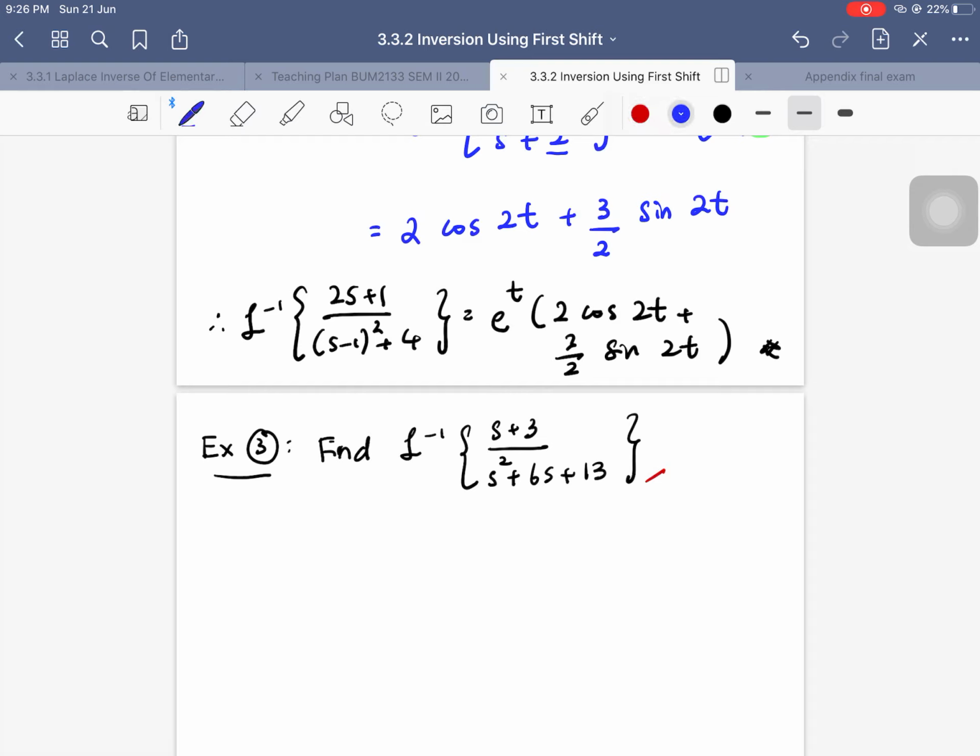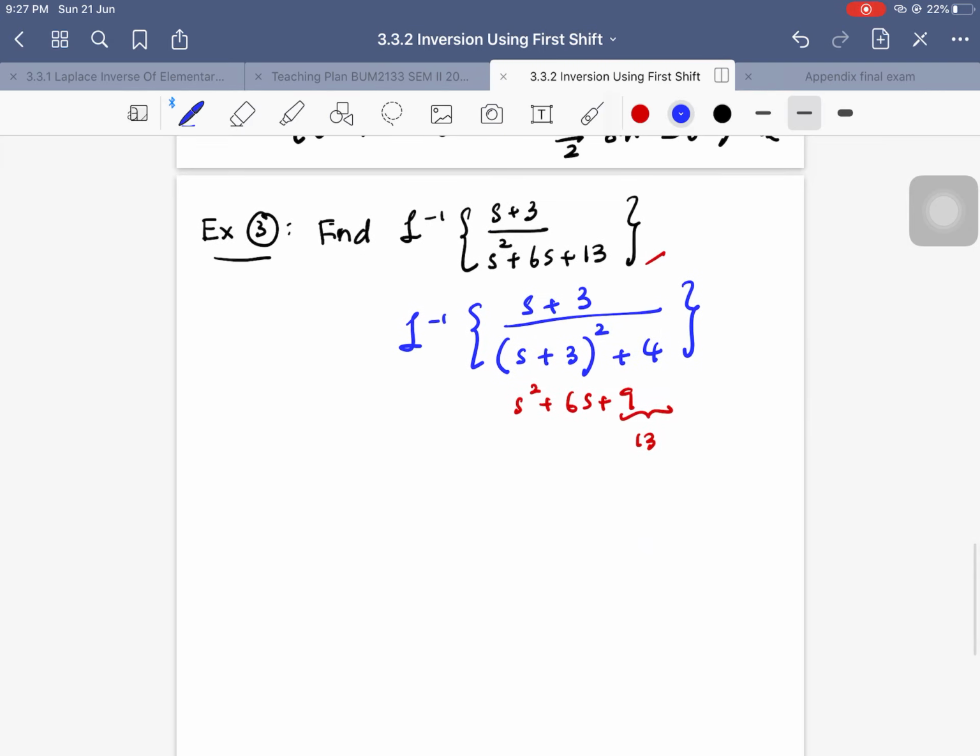Now let's change this form. According to what we have seen before, this is equivalent to Laplace inverse of s plus 3 over, and I'm going to use my completing the square skill, s plus 6 divided by 2, that is going to be a 3 squared. And if I were to expand this, I'm going to have s squared plus 6s plus 9. I don't need a 9, I wanted a 13. So therefore I have to add 4. 9 plus 4 is going to equal 13. Alright, so basically that is going to be my function.